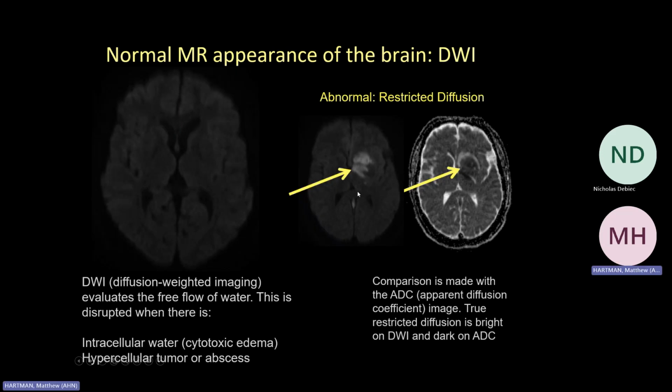DWI. This is a fancy sequence that we use for several things. The most important thing I think at the med student level is to know we use this for picking up acute strokes, cytotoxic edema. That's why we can say we can pick up strokes within hours, maybe minutes, whereas on the CT, those changes in the gray-white differentiation you might not see for 24 hours. So if you absolutely need to know is there an acute stroke, this is your sequence, restricted diffusion.